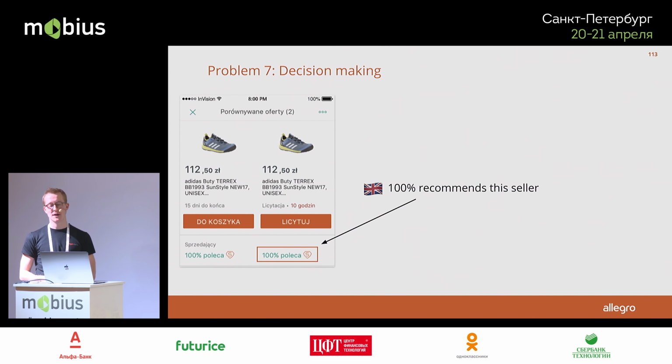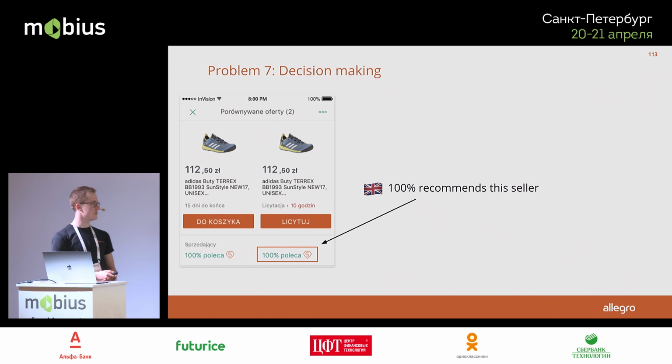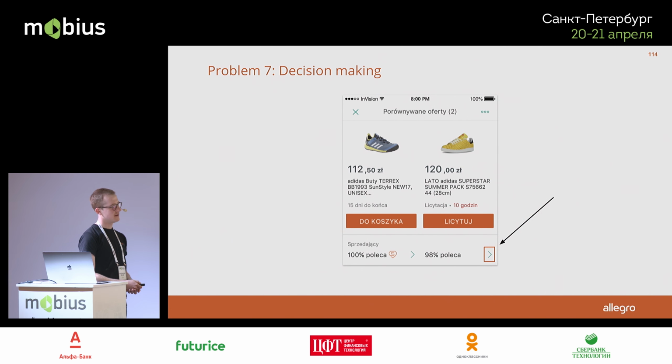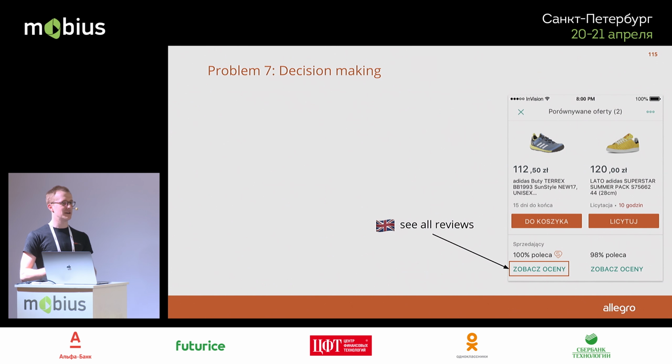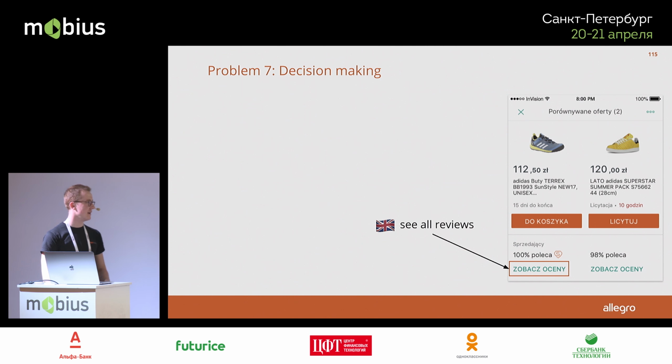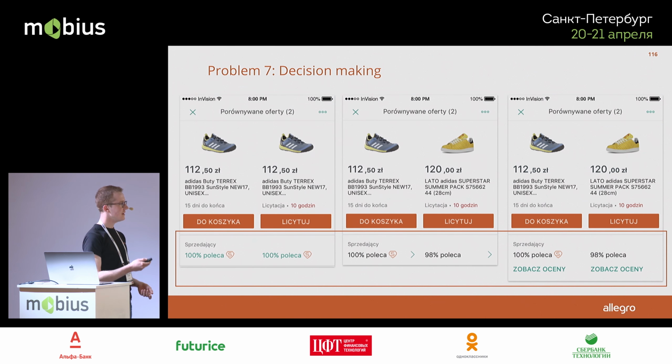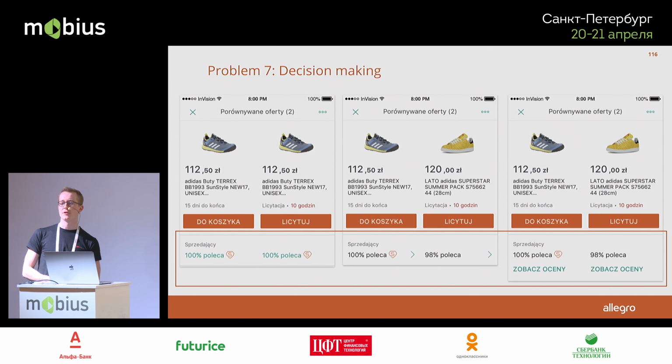And we came up with 3 ways of how to do it. First one was to make this label tappable. The next one was to add an accessory view on the right. And the last one was to add an explicit label on the bottom that will say, see all reviews. So now we have 3 different variations, but we don't know which one will perform the best. And by performing the best, I mean the version for which the number of people going into the detailed review information screen will be the highest.